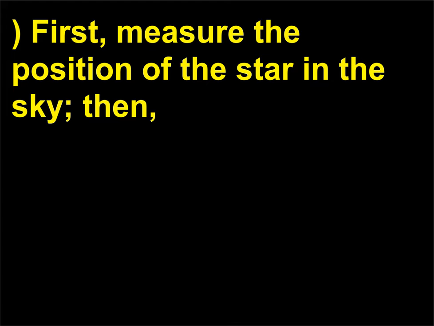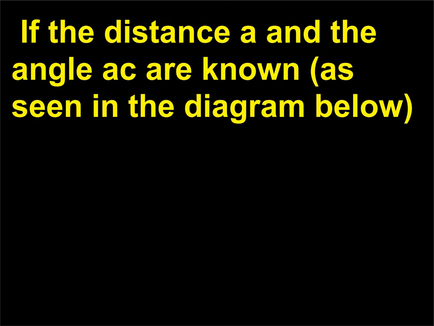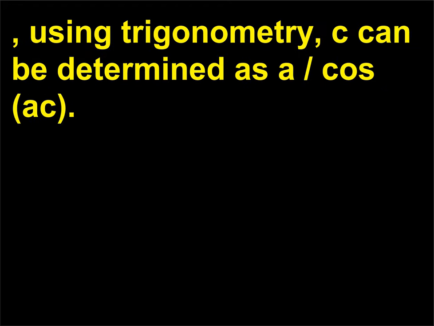First, measure the position of the star in the sky, then measure it again in 6 months when the Earth is on the opposite side of its orbit. If the distance A and the angle AC are known, as seen in the diagram below, using trigonometry, C can be determined as A/cos(AC).